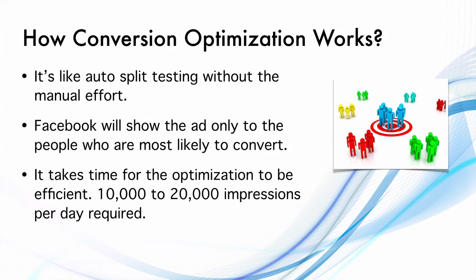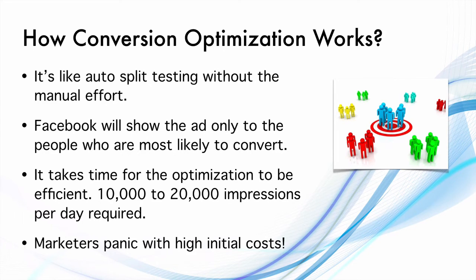Another thing to note in this entire thing is that it takes time for the optimization to be efficient. Obviously, when you see any split testing activity, if there is not enough sampling size, then the results will not be accurate. So you have to run the ad in such a way that there are at least 10,000 to 20,000 impressions per day for Facebook to learn how to optimize the ad for the best target audience.